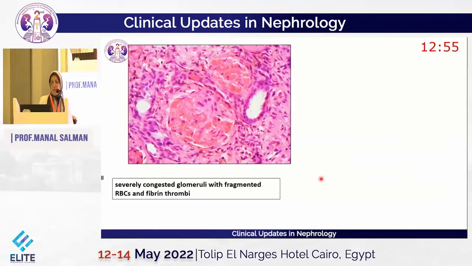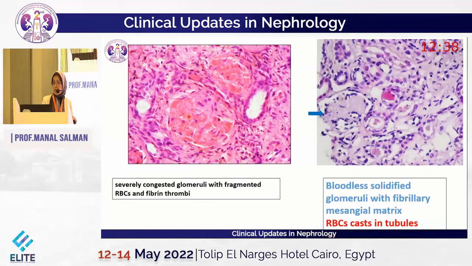Regarding the pathological features in TMA in general, we have severely congested glomeruli. These are 2 glomeruli with severe congestion. We have a lot of hyaline fibrin thrombi in their capillary lumina. We have some fragmented RBCs present here in the mesangium.